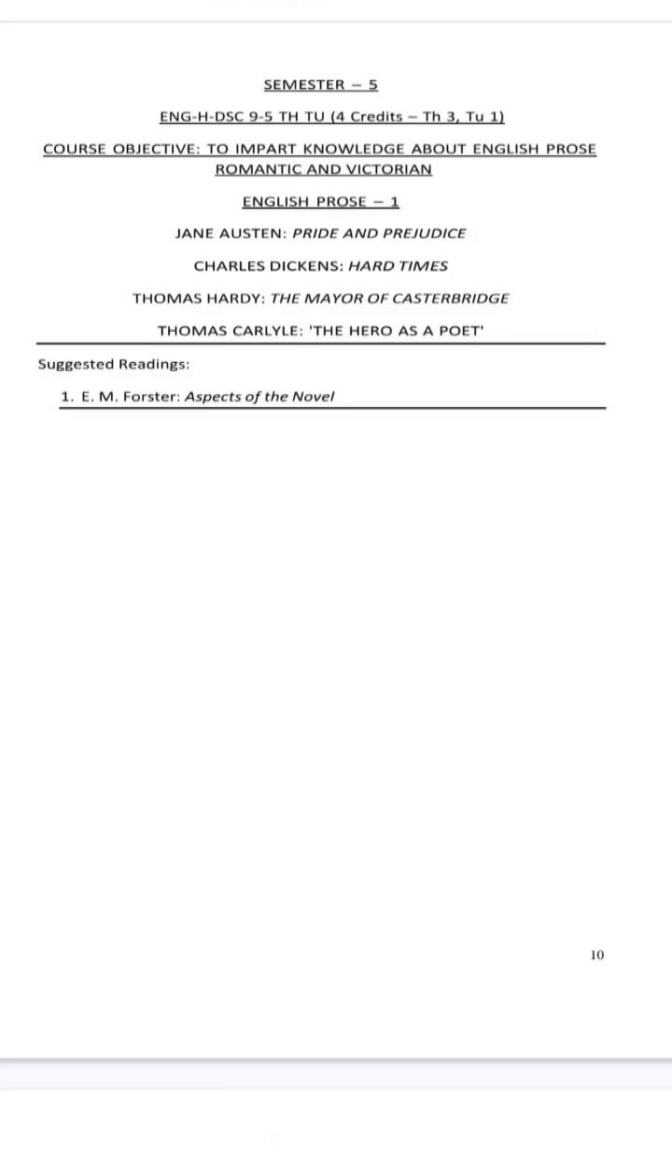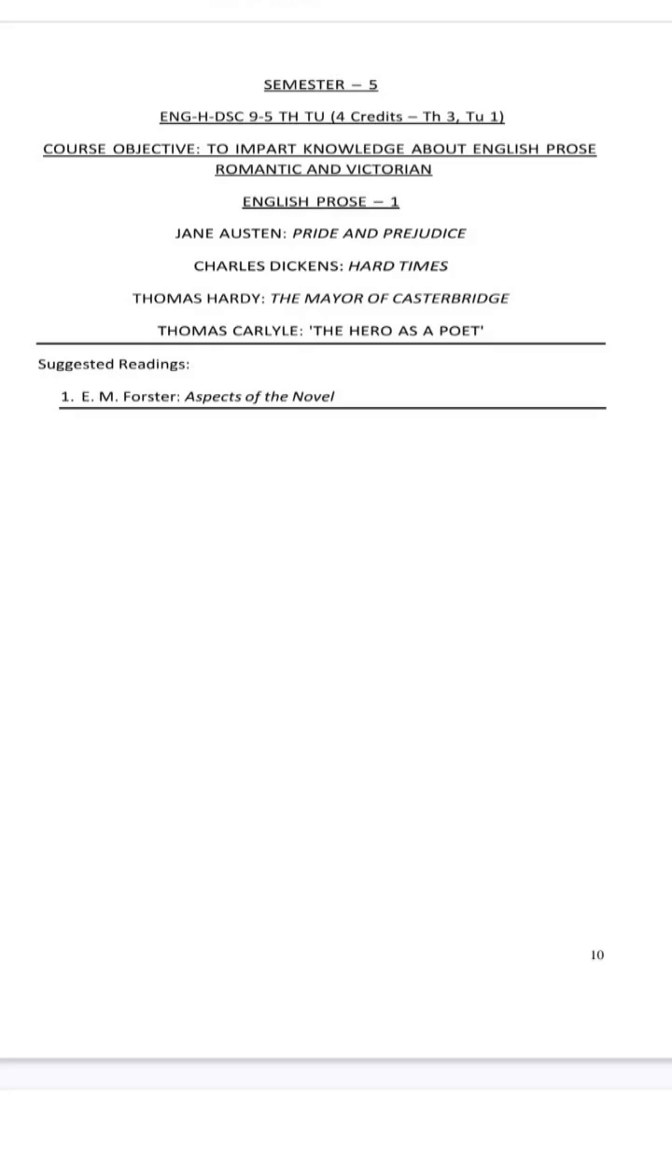Your first paper is DSC 9, English Prose 1, Romantic and Victorian Prose. The first paper of the semester introduces us to Romantic and Victorian prose writings. It includes three major novelists, Jane Austen, Charles Dickens, Thomas Hardy, alongside the essayist Thomas Carlyle.